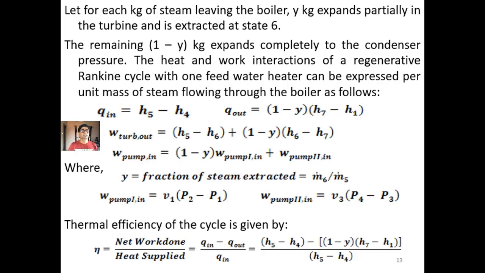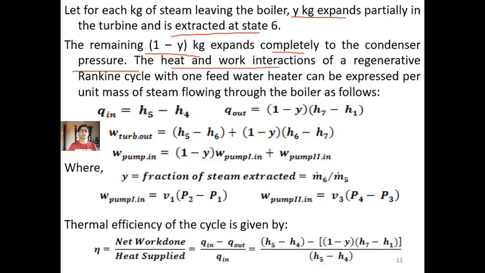Now, for every kg of steam leaving the boiler, let us assume that Y kg expands partially in the turbine and is extracted at state 6. The remaining 1 minus Y kg expands completely to the condenser pressure. This is what I told earlier. If you take every 1 kg of steam, let Y kg be extracted and supplied to the feed water heater, and the remaining 1 minus Y kg expands further in the turbine and enters the condenser.